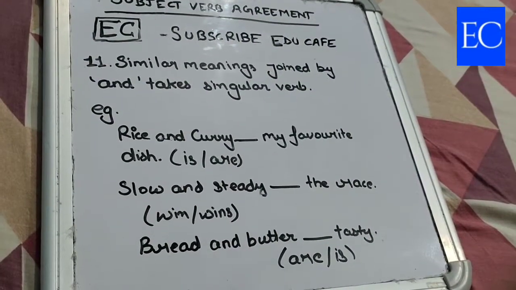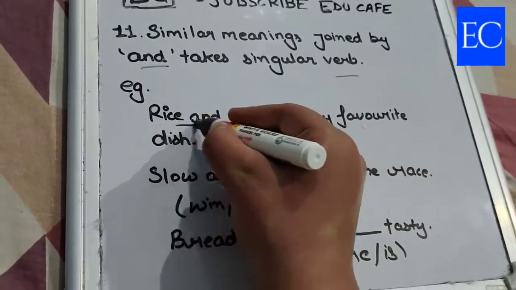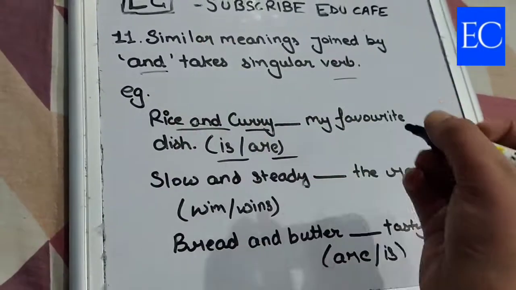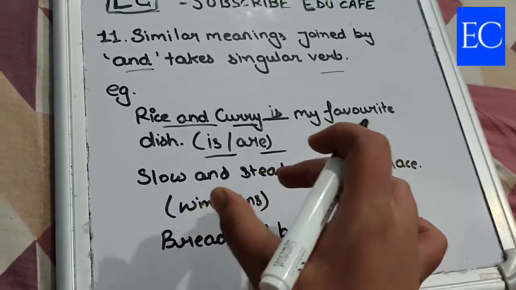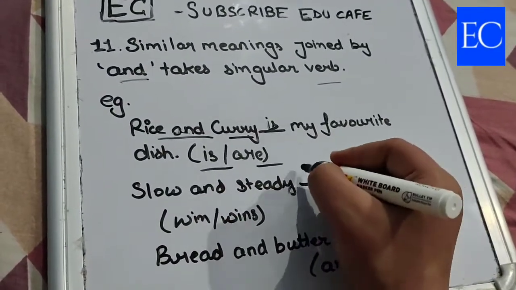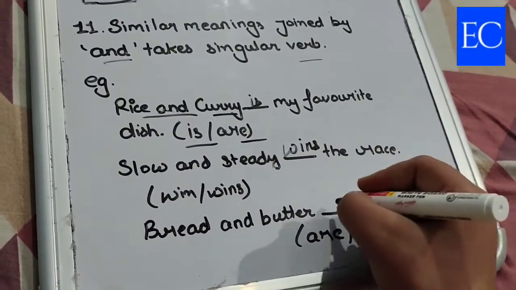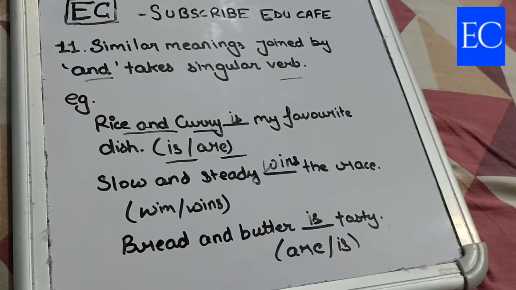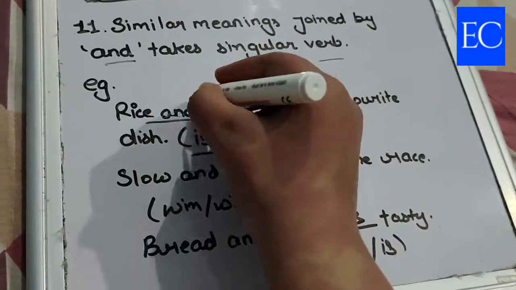Rule 11 of subject verb agreement states that similar meanings joined by "and" take a singular verb. Here is an example: "Rice and curry dash my favorite dish." The options are "is" and "are". From rule 11, we know that it will always take a singular verb, so we put "is" here. Rice and curry, at first it seems it will be "are", but according to the rule it is "is". Slow and steady wins the race. We have listened to this. Bread and butter is tasty food. Bread and butter is tasty, not "are". This was rule 11. Similar meanings take a singular verb when they are joined together by "and".